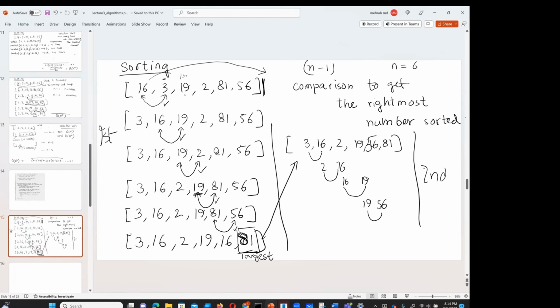How many comparisons do we do now? 4 times. N minus 2. I do one less comparison, right? Because this time I don't go up to 81. 81 is already done. So I stop here. Okay. So n minus 2 comparisons to get the second largest number, right?